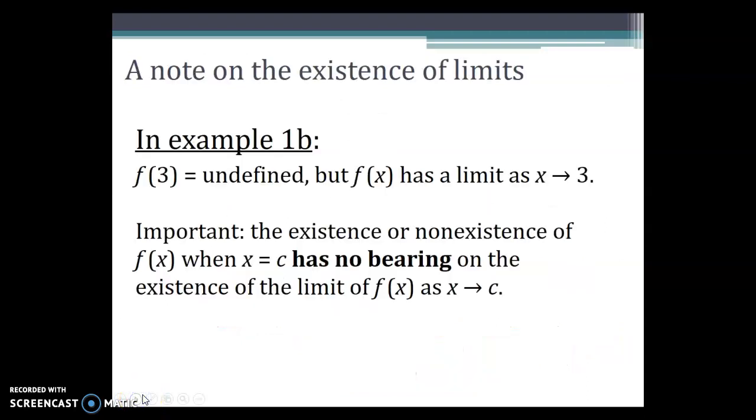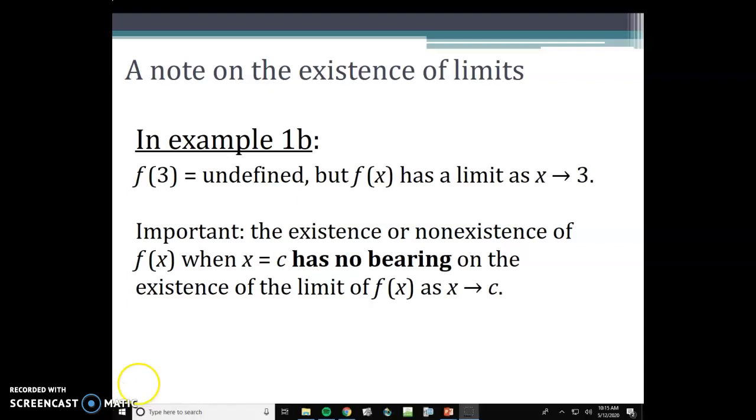And then one quick note, don't let this keep you down for too long. The fact that the function is undefined when x is equal to 3 has no bearing on whether or not the limit exists. And that'll make a little more sense when we get to video number 3 in this sequence about when limits exist and when limits fail to exist. But just because a function is undefined at a particular location has no bearing on whether the limit exists or not.